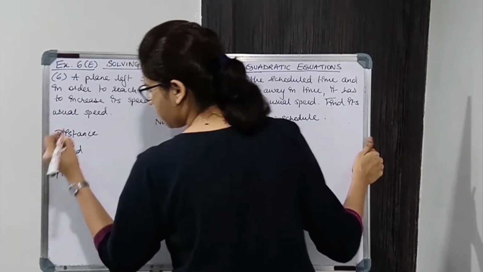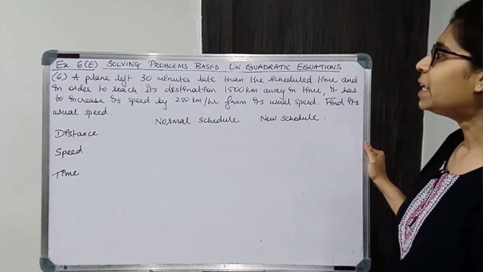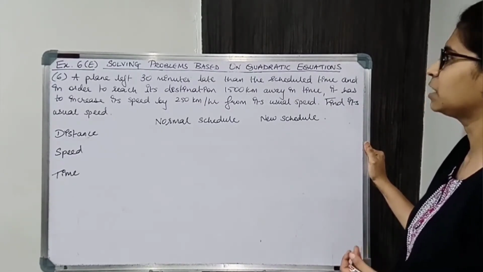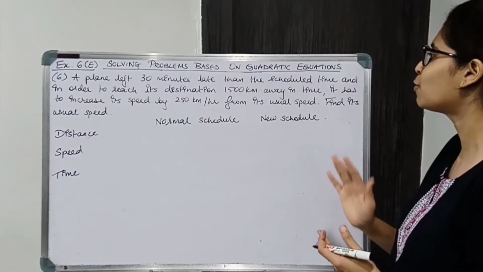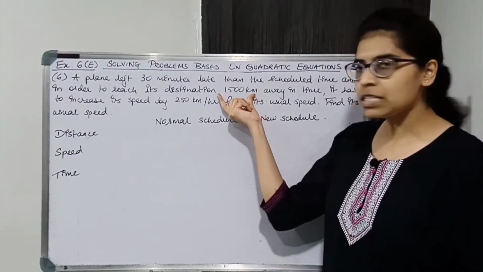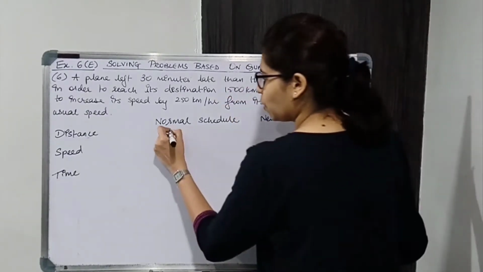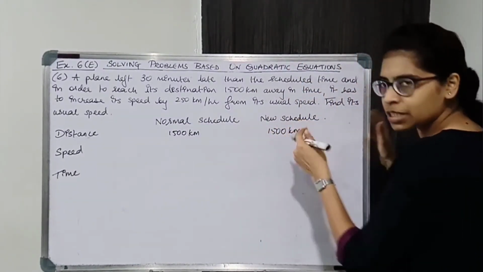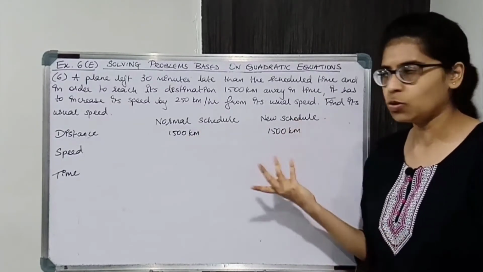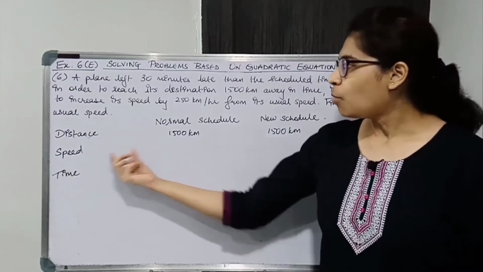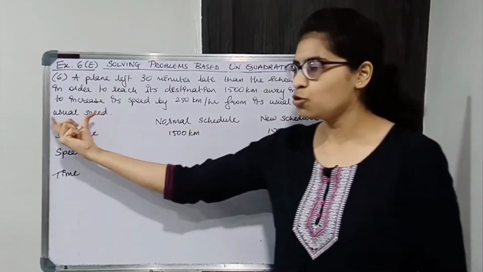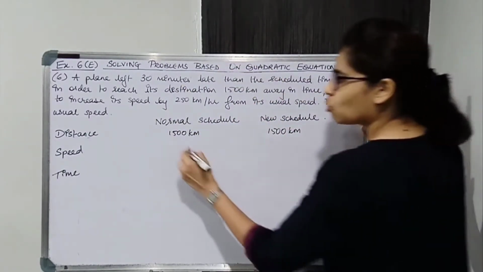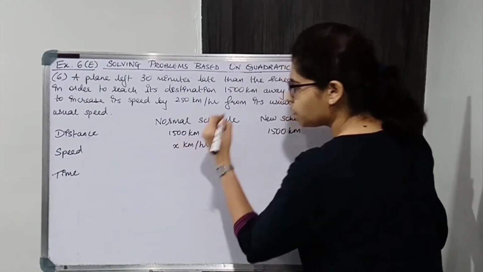and time. Now the distance is 1500 km. Here also 1500 km. The distance is going to remain the same; it has to travel the same distance. Speed. Normal speed is not given to us. We have to find its usual speed. So let it be x. Let's say that its usual speed is x. So x km per hour is its normal speed.